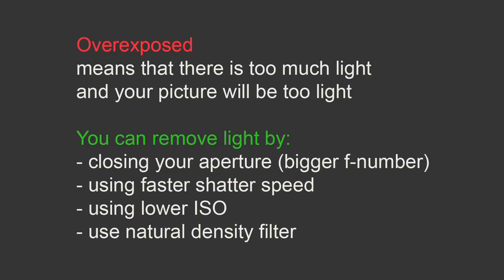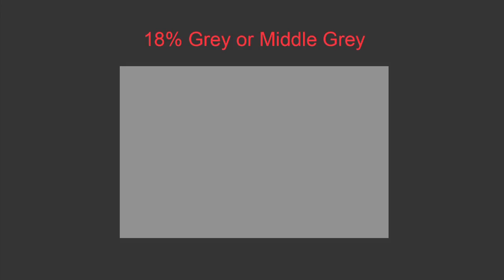Overexposed means that there is too much light and your picture will be too light. In this case, you will need to close your aperture, which is a bigger f number, use a faster shutter speed, or use a lower ISO. Or you can also use a neutral density filter, and I will talk about those in some of my lessons. So how does a camera meter actually work?